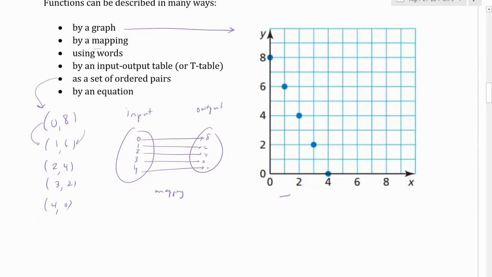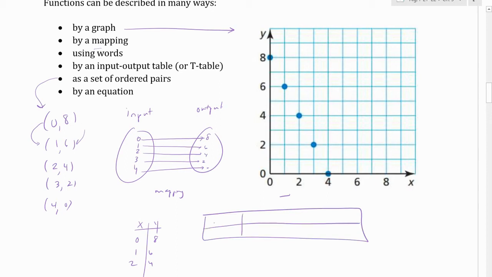You could do an input-output table or a T-chart. Like I could say, here's X's and Y's, 0, 8, 1, 6, 2, 4. Or a lot of times our textbook will write it vertically and they'll say input, output. And so you plugged in a 0, they got out an 8. They plugged in a 1, they got out a 6.